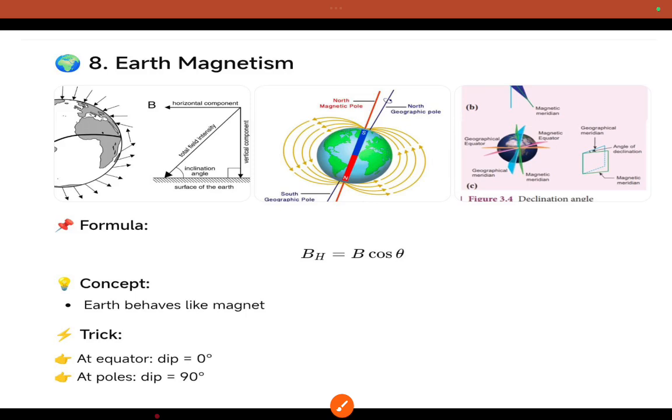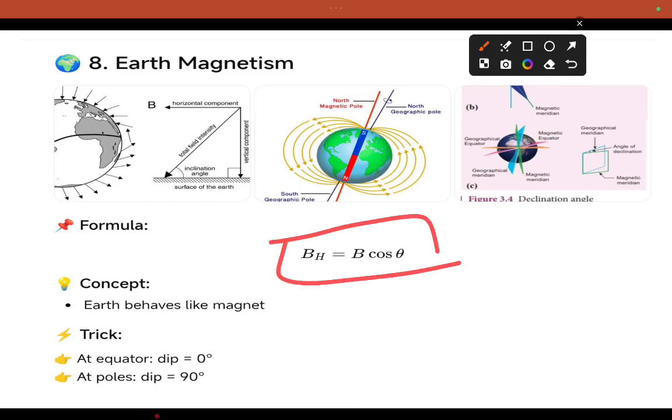Coming to earth magnetism, the horizontal component is BH equals B cos theta, and there is also the vertical component. The angle the field makes with the horizontal surface is called the angle of inclination. Between the geographical meridian and the magnetic meridian, whatever angle we have is called the angle of declination. So the earth behaves like a magnet.